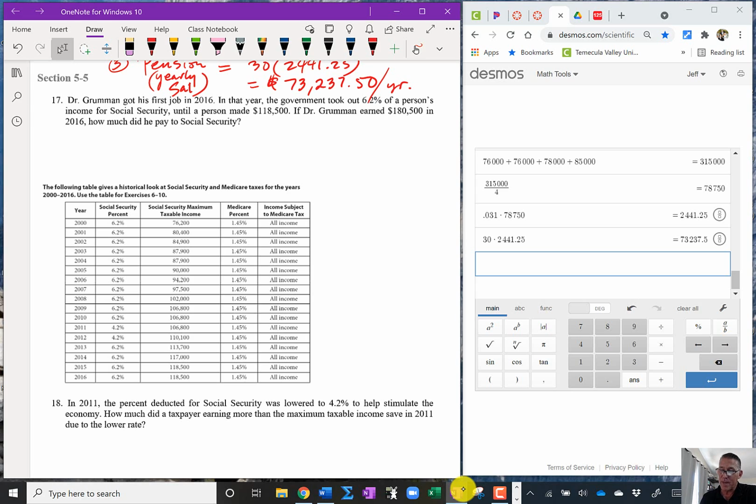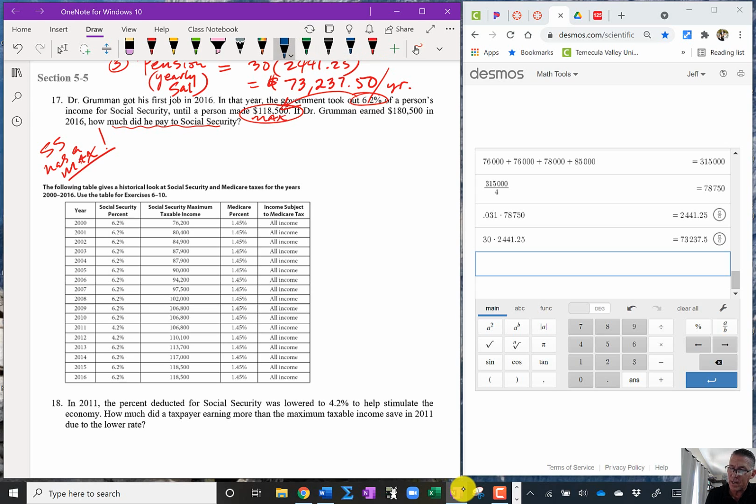Okay, well, this is, as you guys know, for Social Security, there's a max. Social Security has a max where Medicare does not. Okay? So even though he earned more than $118,500, they're only going to take 6.2% on this number here instead of what he made. So the amount that he has to pay, so the Social Security, we got to calculate 6.2% of $118,500, which is 0.062 times 118,500.